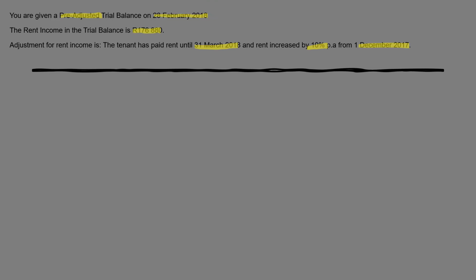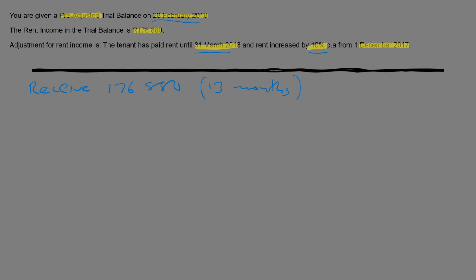So the rent received is 176,880, which is for 13 months. Remember, we received rent for March 2018 and the year ends on 28 February 2018, so there's an extra month there, right? And the rent increased by 10%.